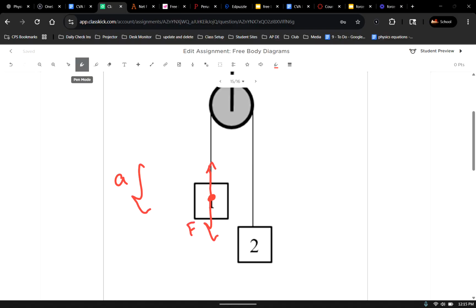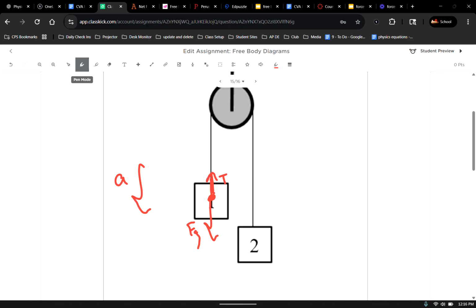Now it is accelerating this way, so this gravitational force should be your bigger vector. Sometimes if it's not, as long as you're not making it dramatically different in size, I'm not going to be that picky about it. Those almost look the same size. But as long as I can tell that it's not some huge tension force, then we're good.